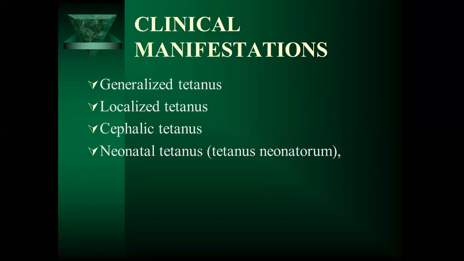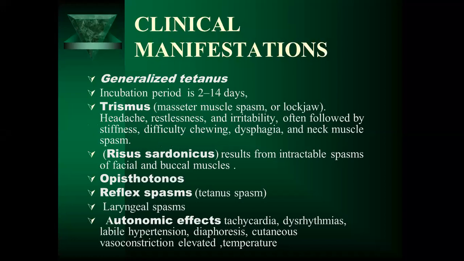There are 4 types of tetanus. One is generalized tetanus, another is localized tetanus, third is cephalic tetanus, and fourth is neonatal tetanus. We know that 2 types are common: neonatal tetanus in the newborn, and generalized tetanus, which we see in adults and pediatrics. The other 2 types, localized tetanus and cephalic tetanus, are very rare. So we will describe what is generalized, what is localized, what is cephalic, and what is neonatal tetanus. What is generalized tetanus?